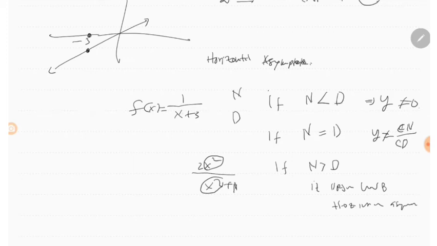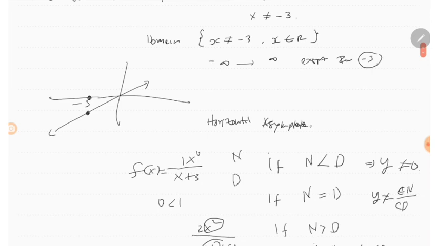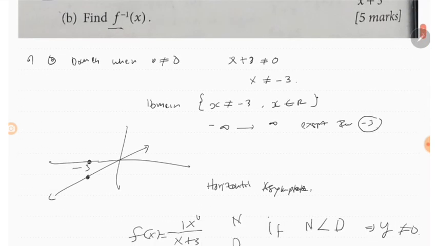In this case, the power of the numerator is less than the denominator. Why do I say that? Because here it is x to the power 0, and x to the power 0 is 1, while the denominator is x to the power 1. So 0 is less than 1, which means y not equals to 0. So the range of that function is y not equals to 0 and y is an element of the real numbers. That is how you find the domain and range.